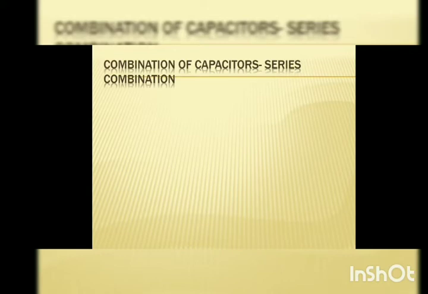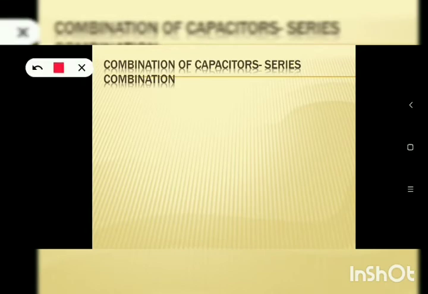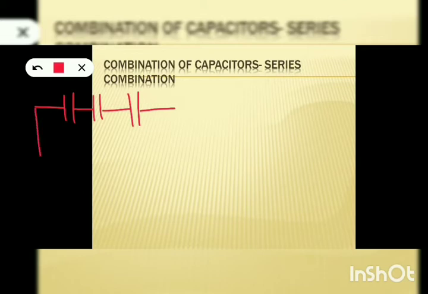First, let's discuss the series combination of capacitors. What do you mean by series combination of capacitors? If capacitors are connected one by one like this, one after the other, end-to-end, it is known as series combination. All the capacitors are connected to a battery in a series way. Now, when the circuit is switched on, what happens?